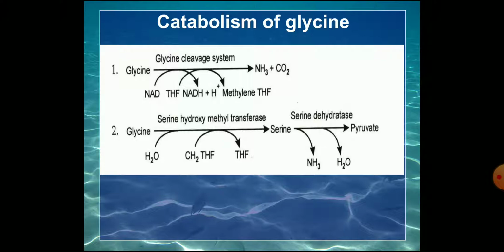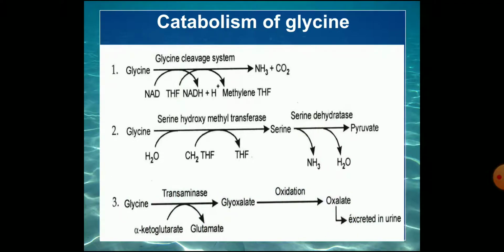Next, glycine can be converted to serine, that is a reversal of the serine hydroxymethyl transferase enzyme, and serine can be converted to pyruvate by serine dehydratase. So we have told that it is a glucogenic amino acid, right? So how is it occurring? Serine on action with serine dehydratase, with removal of ammonia and water, produces pyruvate. So ultimately glycine is converted to pyruvate, a glucogenic substrate.